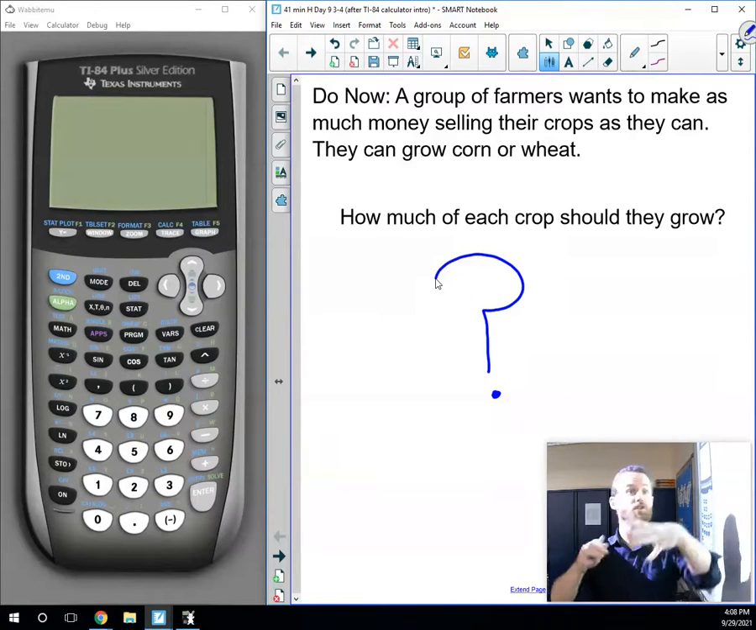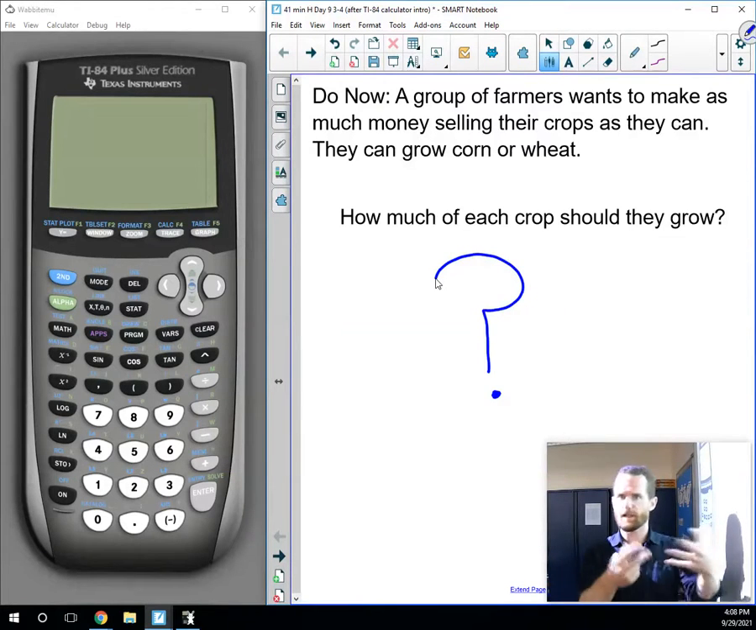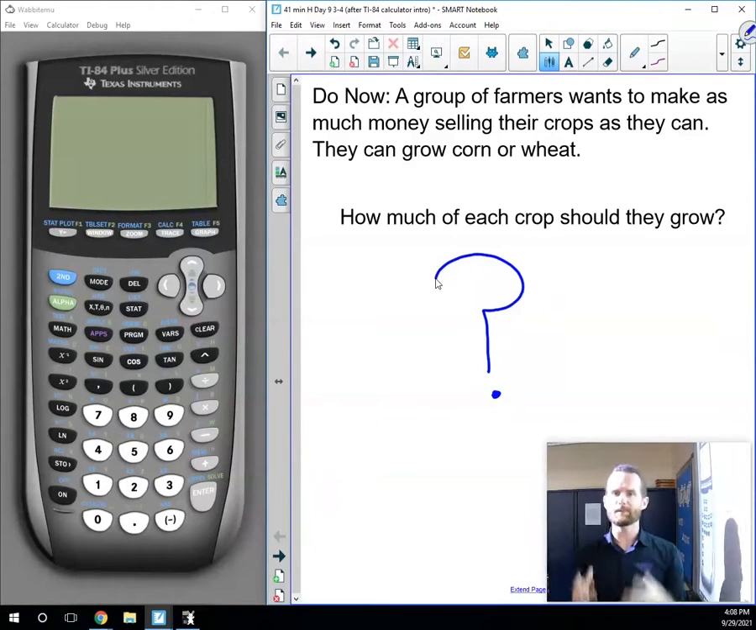So, how much farmland do they have to grow their crops on? How much time do they have? How much are they paying their workers to get all this stuff done? Does it change with one crop or the other? We need to know what the limitations are. We could give this problem to maybe a 5-year-old, and they might say, "Oh, they should grow 1,000,000 pounds of each." Well, okay, that might not be feasible.